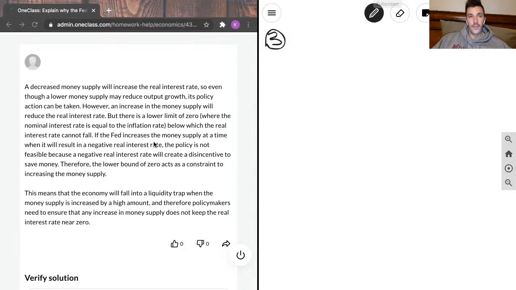In our junior tutor, I said a decreased money supply will increase the real interest rate. So even though a lower money supply may reduce output growth, this policy action can be taken. However, an increase in the money supply will reduce the real interest rate, but there's a lower limit of 0, where the nominal interest rate is equal to the inflation rate.